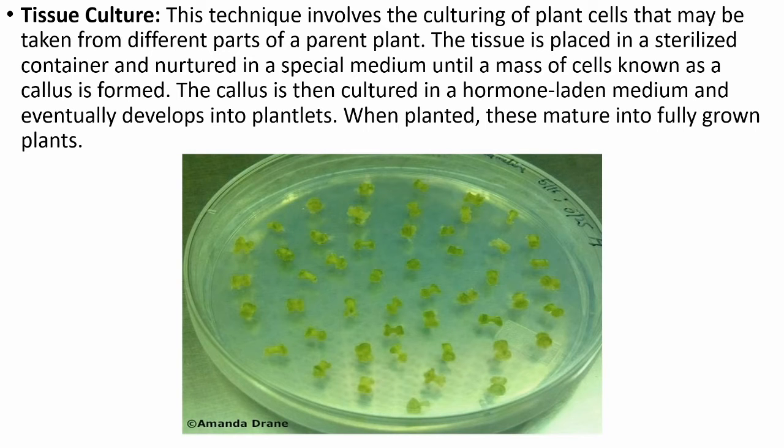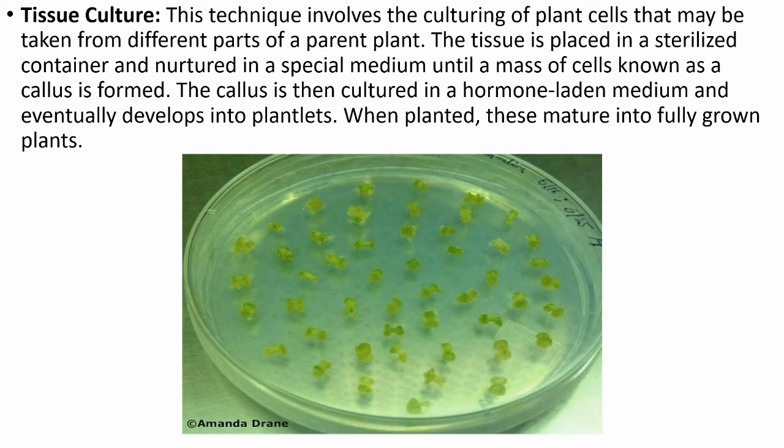Then the next one we are going to look at is tissue culture. This is a technique which involves the culturing of plant cells. The plant cells are taken from different parts of the parent plant. These tissues are placed in sterilized containers and nurtured in a special medium, until a mass of cells known as callus is formed. This special medium contains different nutrients, substances, and minerals to enable the plant to grow.